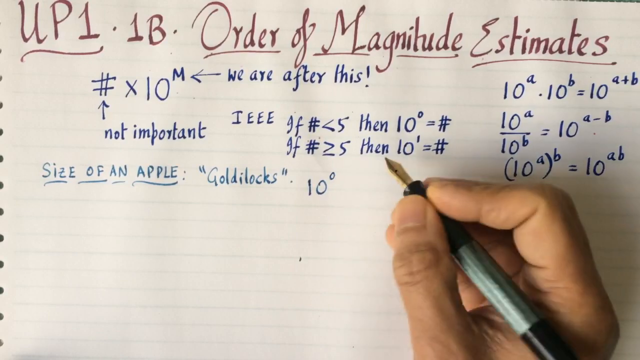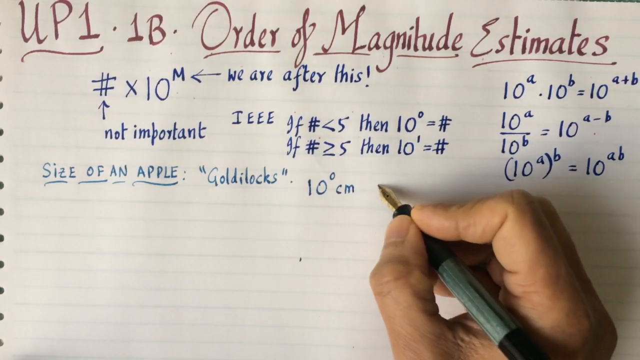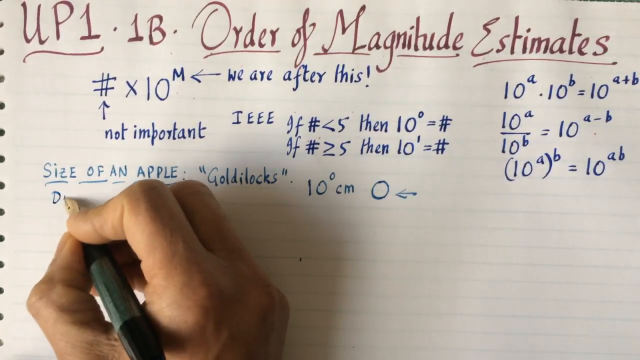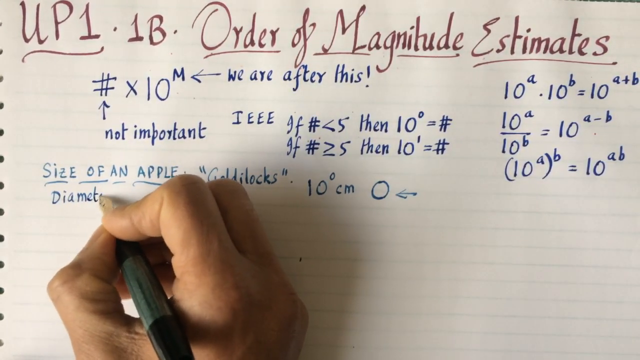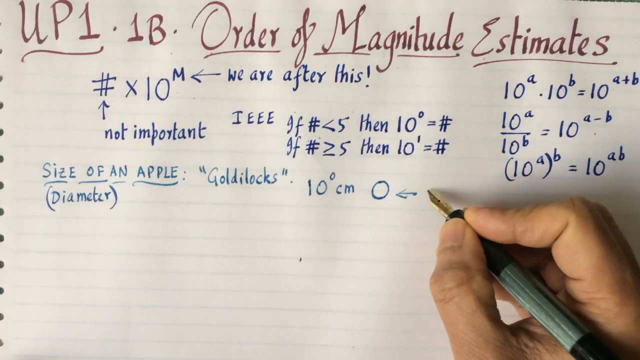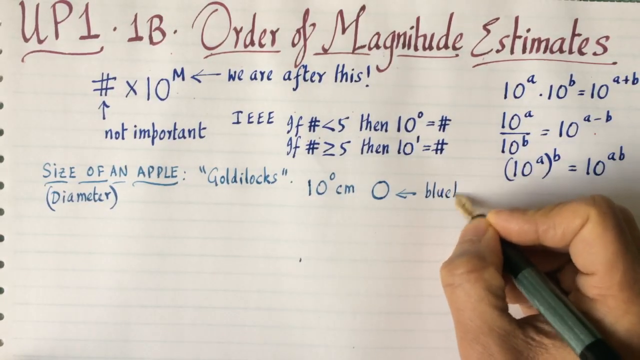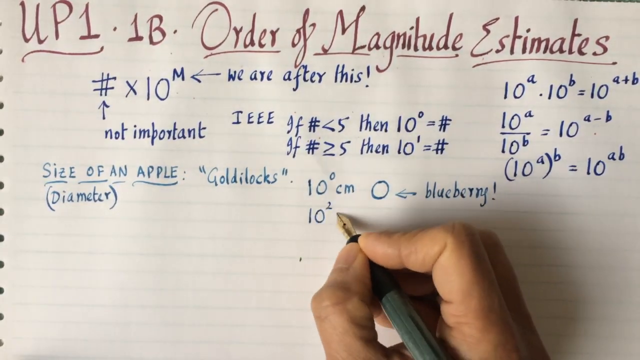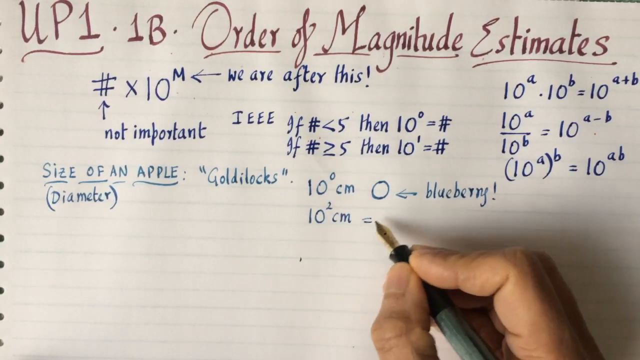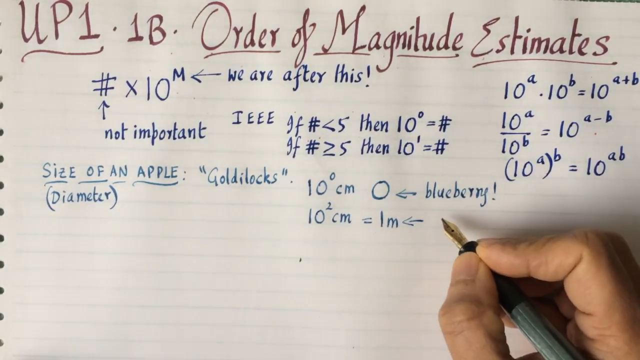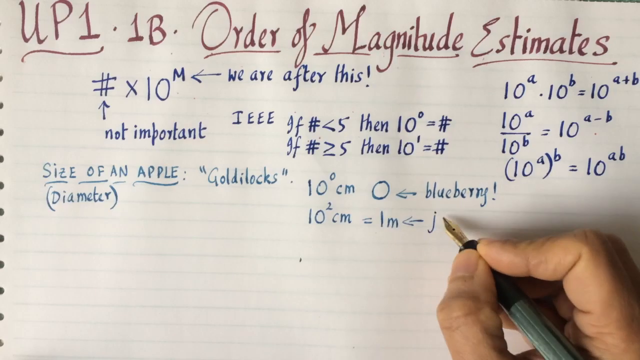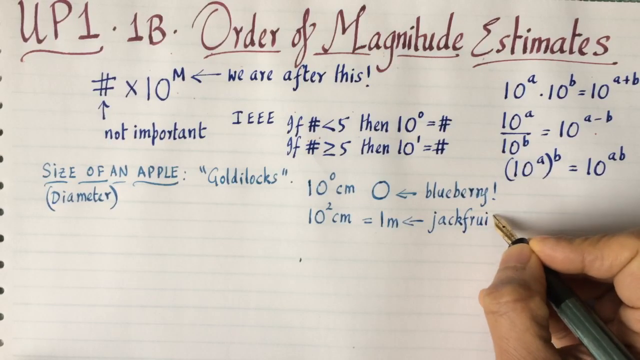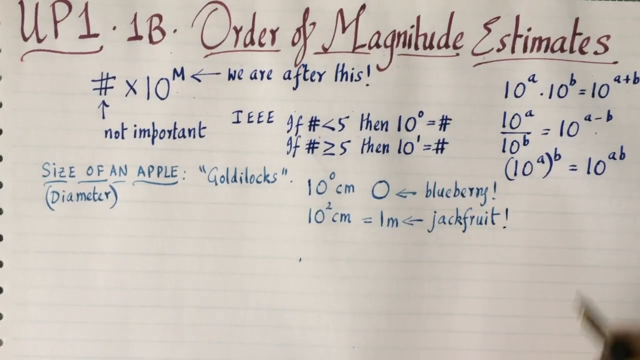Is it 10 to the power 0 centimeters, or 1 centimeter? That's about this big. Well, that's too small. We are talking about the diameter here. When I say size, I mean diameter. That's too small. That's about the size of a blueberry, not an apple. How about 10 to the 2 centimeters? Well, that's too big. That's actually 1 meter, and there are very few fruit that can be that big. Jackfruit comes to mind, a subtropical fruit from Asia. So that's again too big.